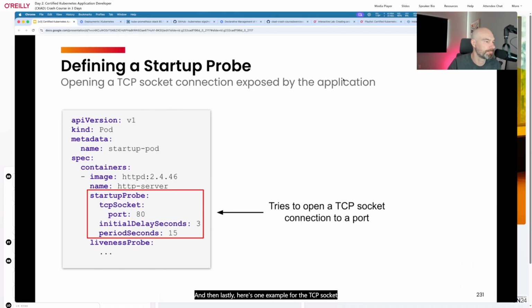And then lastly, here's one example for the TCP socket connection. Here, we're just trying to open that socket connection on a specific port. So those are just the different combinations. Obviously, you can combine all of those probes together.